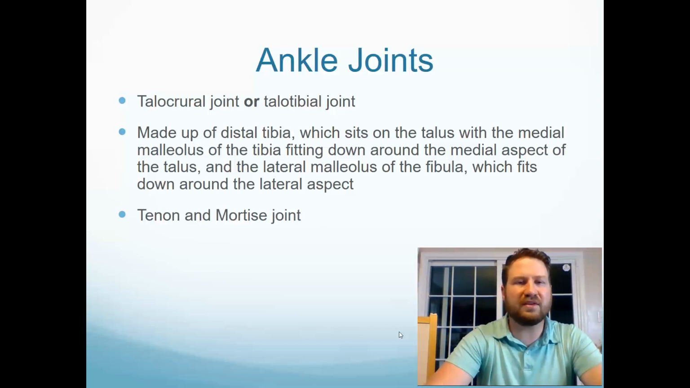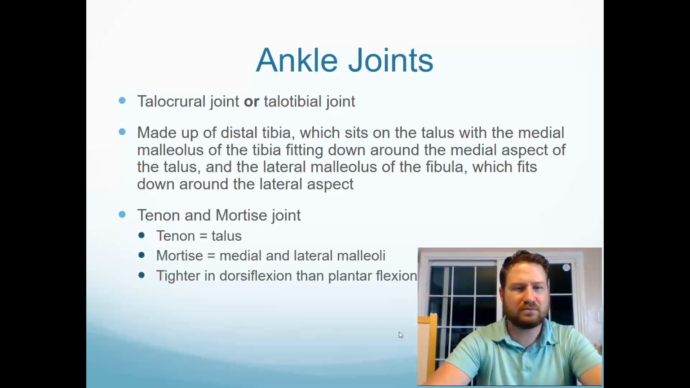The talocrural joint or the talotibial joint, you'll hear them both. It's made up of the distal tibia, which sits on the talus, with the medial malleolus of the tibia fitting down around the medial aspect of the talus, and the lateral malleolus of the fibula, which fits down around the lateral aspect. There's a tenon and mortise joint. Oh, look, we just talked about it. It's tighter in dorsiflexion than plantar flexion. So if you have a hypomobility, you're not going to have as much dorsiflexion. You may not even have sufficient dorsiflexion to have a normal gait pattern.